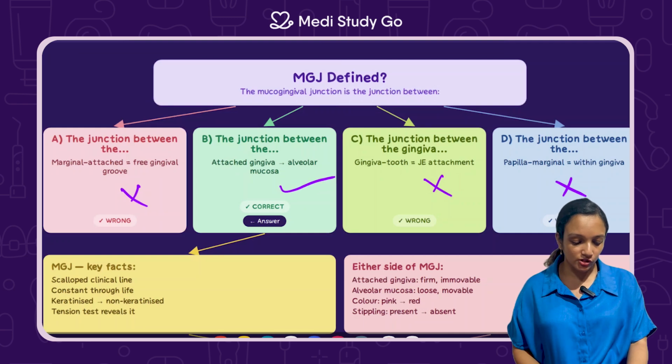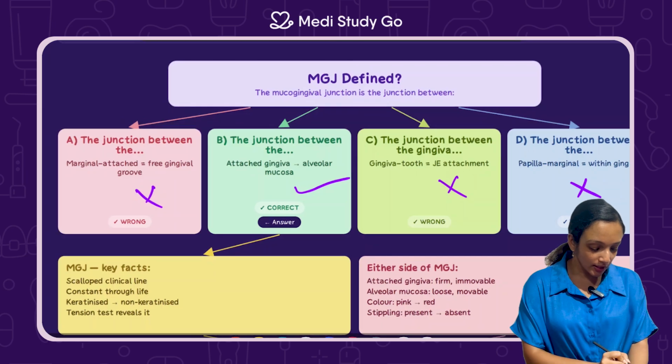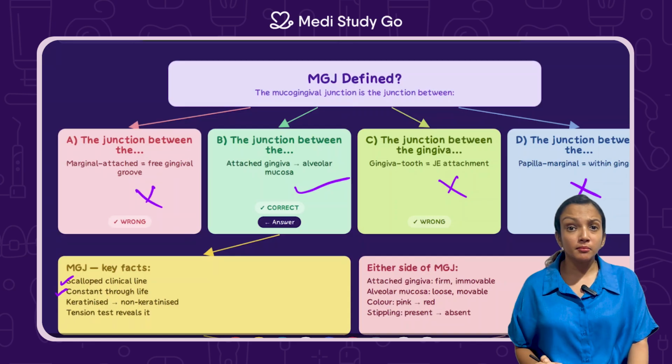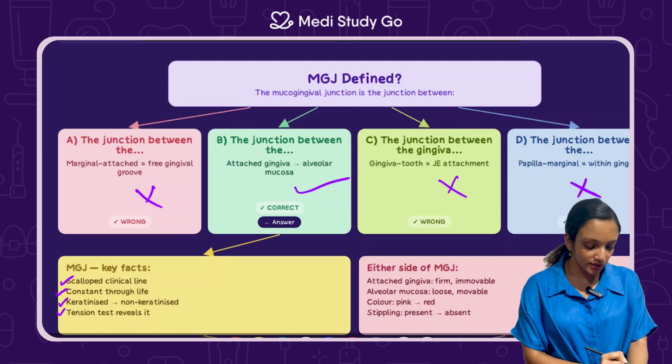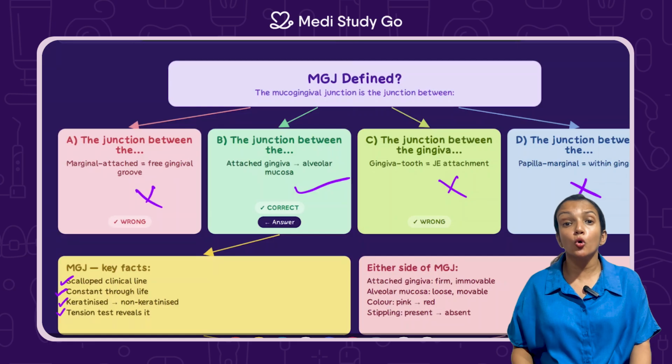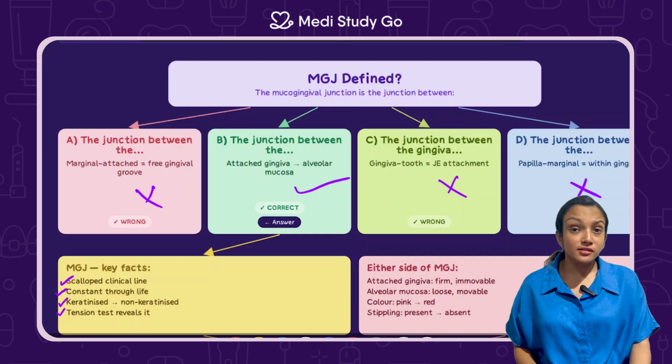So the mucogingival junction is the junction between the attached gingiva and the alveolar mucosa. It is a scalloped clinical line, remains constant throughout life, and you can clearly make out the demarcation between the keratinized attached gingiva and the non-keratinized alveolar mucosa. And tension test is one of the tests that is used to locate the mucogingival junction. There are other ways as well. We've discussed them.